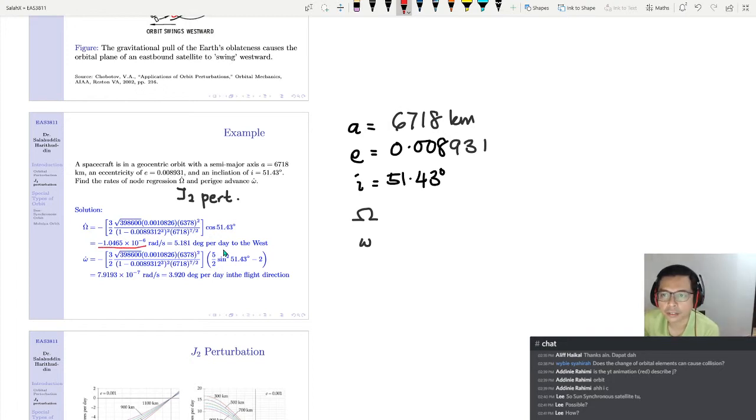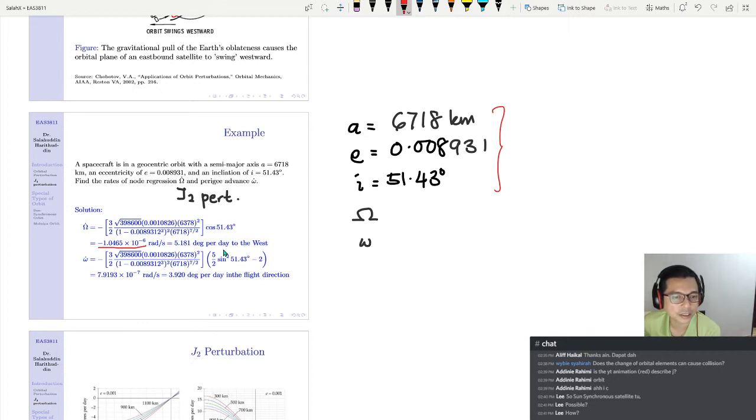So apparently, if you have such an orbit, J2 perturbation will change your node by minus 1.0465 times 10 to the power minus 6 radian per second, which is equivalent to 5 degrees per day. That's quite a lot if you think about it. A year, how much is it changing? And then the next one is the argument of perigee.